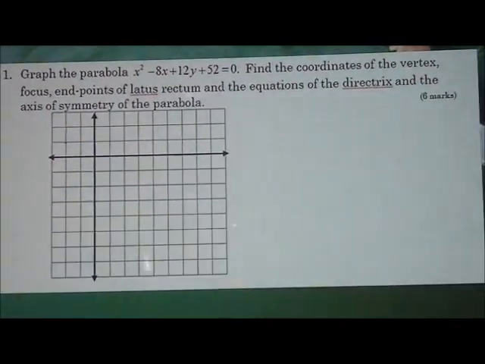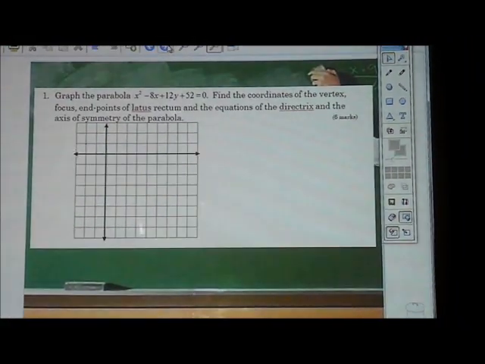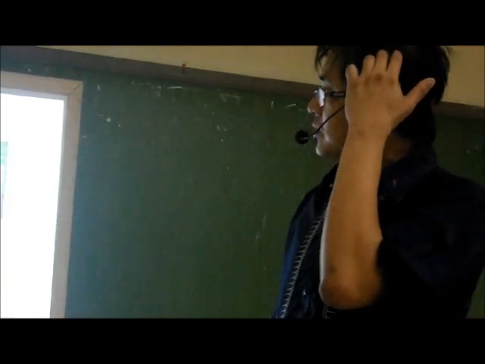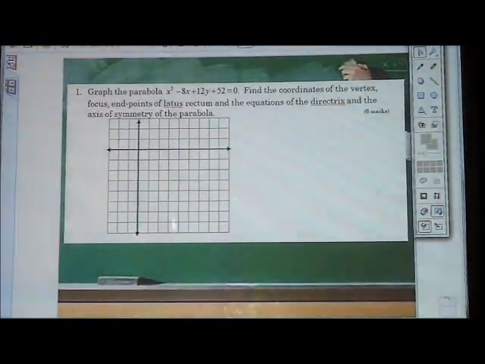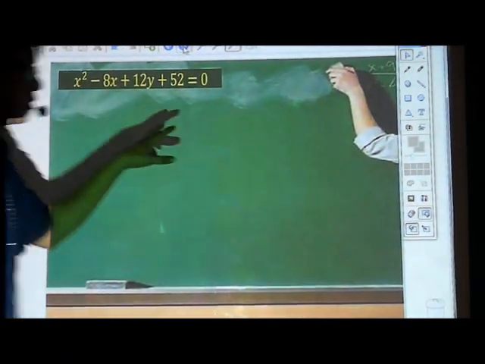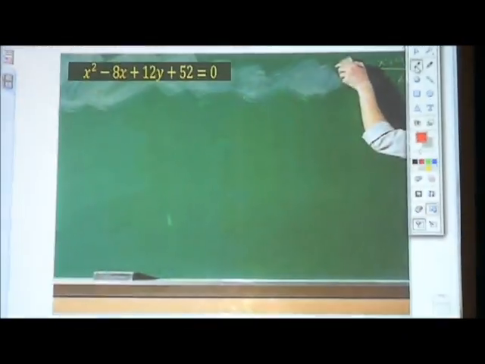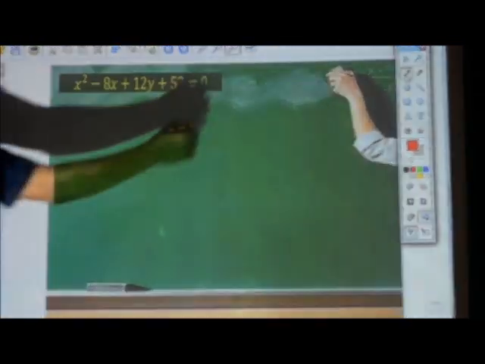Now, how to graph the parabola? Let me answer this, because most of the class did not get it yet. Graph the parabola x squared minus 8x plus 12y plus 52 equals 0. Find the coordinates of the vertex, focus, endpoints of the latus rectum, and the equations of the directrix and the axis of symmetry of the parabola. We will convert this into standard form, and you should be very careful in writing your standard form, because if you make a mistake here, everything is wrong.